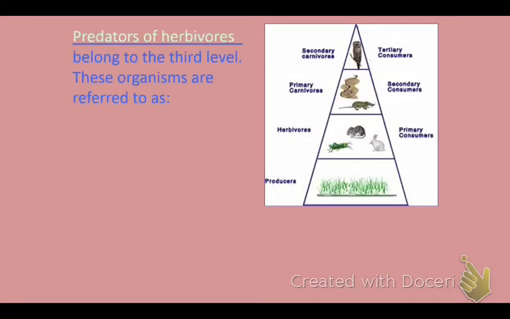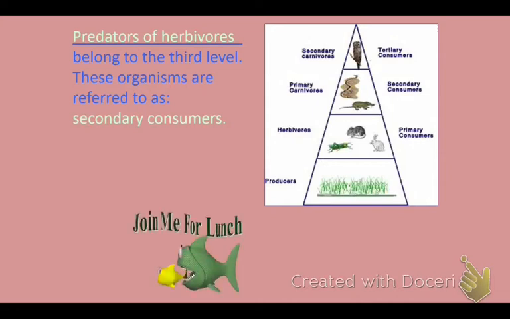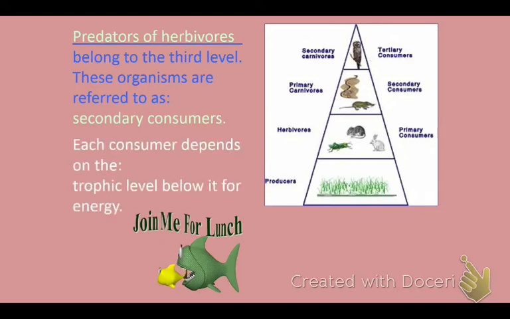So, predators of herbivores belong on the third level, and these organisms are referred to as secondary consumers. They eat the primary consumers and possibly the producers. Each consumer depends on the trophic level below it for energy, right? The snake eats the mouse eats the grass gets energy from the sun. So each thing is dependent on the thing below it.